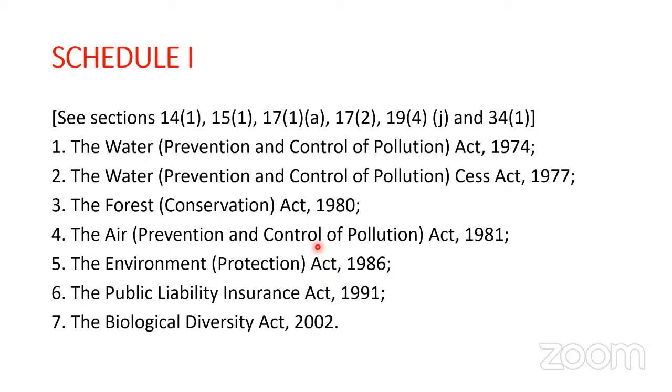The first schedule, if you look at it, contains the Water Prevention and Control of Pollution Act, the Water Cess Act, the Forest Conservation Act 1980, the Air Prevention and Control of Pollution Act, the Environmental Protection Act, the Public Liability Insurance Act, and the Biological Diversity Act. So all of these are mentioned in Schedule 1. Under these particular Acts, if there are any damages or any substantial question, or if you want to claim any relief, you can file a case in the Tribunal for all of that.